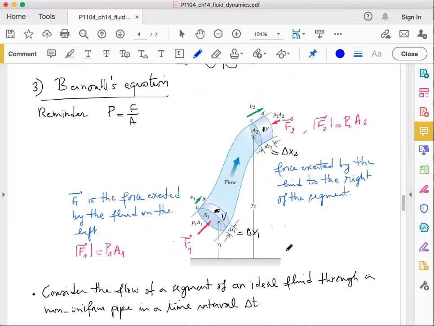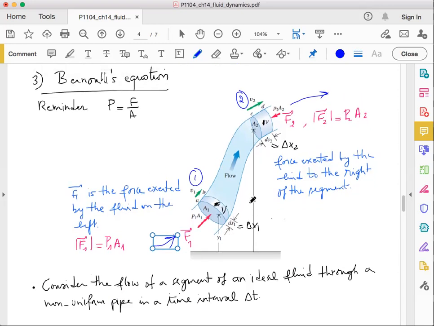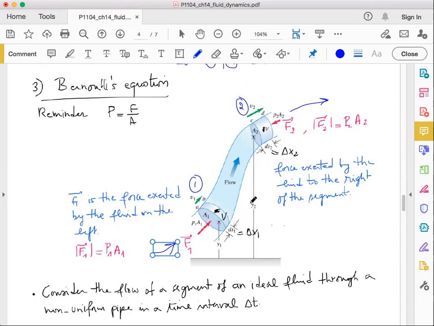So let's start. Consider this system. The fluid is flowing from the left-hand side to the right-hand side, and it continues along. But what we will do here is cut and take only this sample of water, and we want to see what happens with this portion. This is point 1, and this is point 2. We want to see what is going on at points 1 and 2, but the fluid is all the time moving. So let's consider the flow of a segment of an ideal fluid through a non-uniform pipe, which means that A1 and A2 are different, in a given time interval delta t.